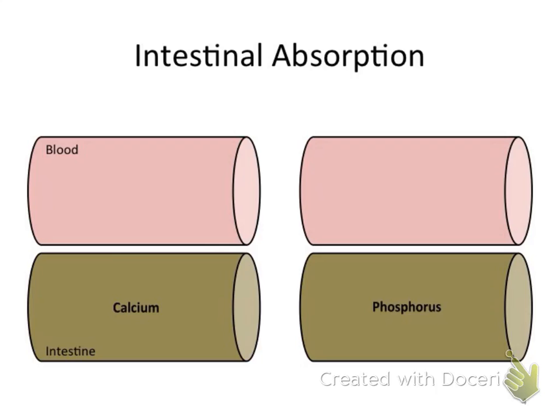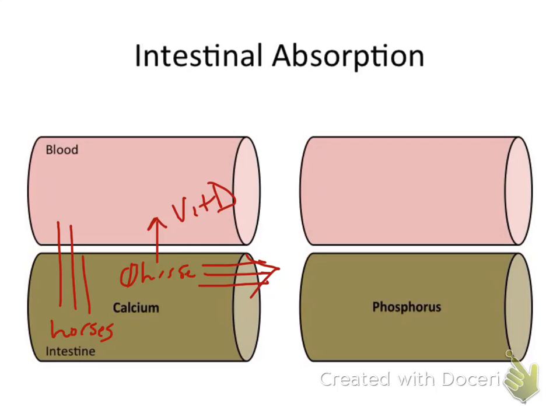In non-horse species, most of the calcium that is ingested in the diet is not absorbed by the intestine. Instead, it passes through and ends up in the feces. A small amount is absorbed from the intestine, and this absorption can be enhanced by vitamin D. In horses, most of the calcium is absorbed from the diet, so it's readily absorbed, and a very small amount passes through into the feces.